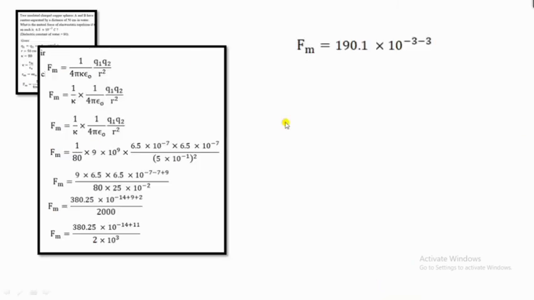So from here when you divide this you'll get 190.1, and this 3 will go up and it will be 10 to the power minus 3 minus 3. So it will be minus 6. Now from here I am shifting this point out here, so I'll get plus 2. So your force is 1.9 into 10 to the power minus 4 Newton.